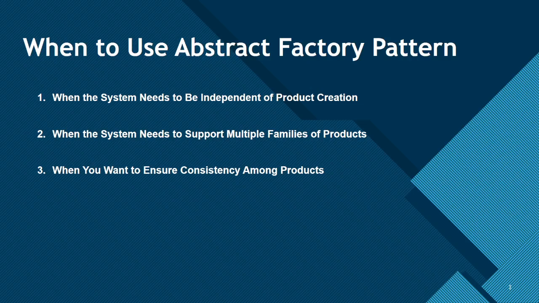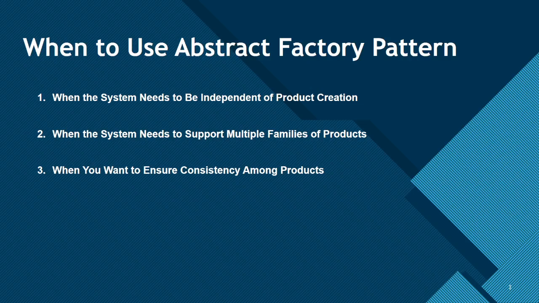Thirdly, we can use this pattern when we want to ensure consistency among our products. So for example, in a document editor, we might want to have different formats, for example, HTML or PDF with corresponding components like images or text. By using the abstract factory pattern, we can create an abstract factory for document component and implement concrete factory for each format, ensuring that text and images from the same format are always used together.